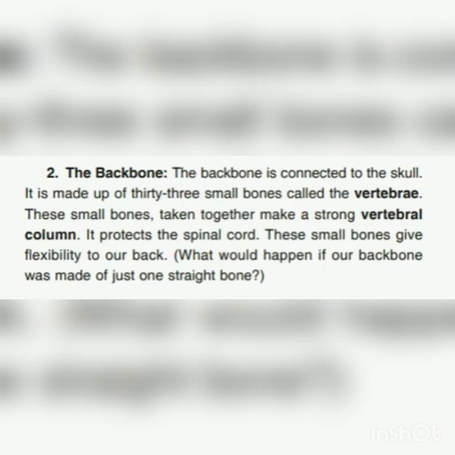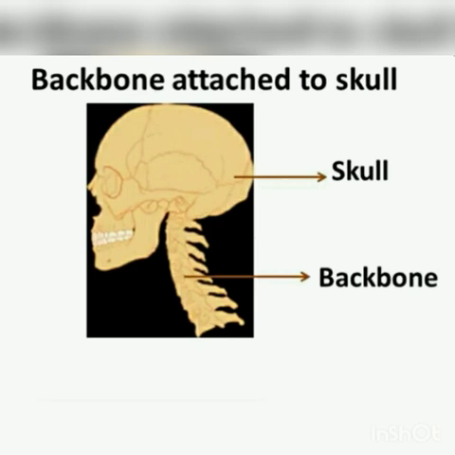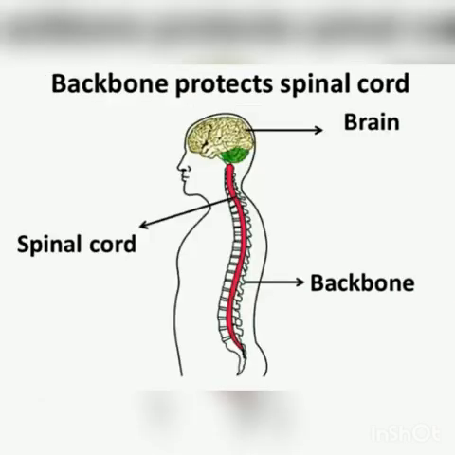Next is the backbone. The backbone is connected to the skull. It is made up of 33 small bones called the vertebrae. Here you can see vertebrae in the picture. These small bones taken together make a strong vertebral column. It protects the spinal cord, and these small bones give flexibility to our back.